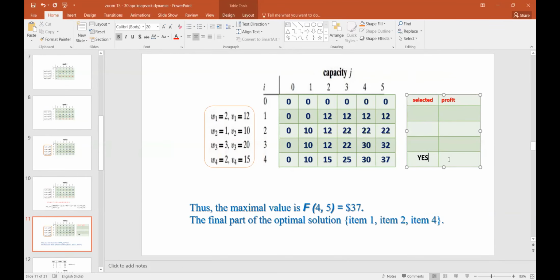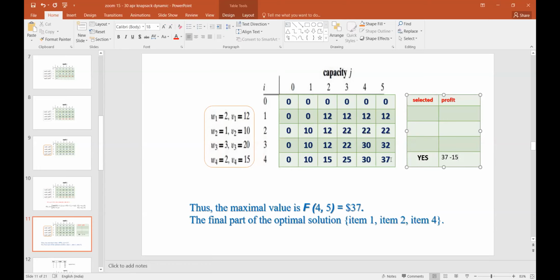Okay, then what is the profit now? 37. But is the complete 37 given by object 4? No. What is the profit from object 4? It is 15 only. So if I deduct 15, that is the profit given by object 4.